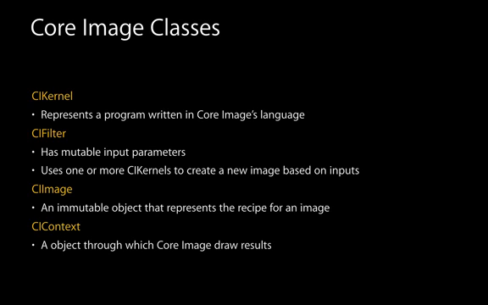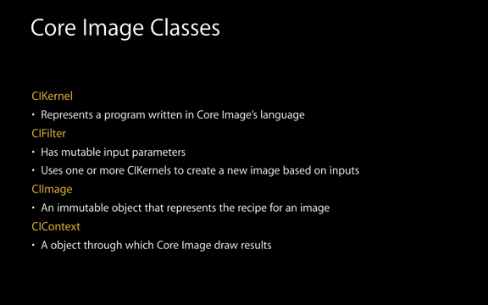These are the four key object types that you need to be familiar with if you want to use Core Image. The first, which we'll be talking about a lot today, is CI kernel. And this represents a program that's written in CI's or Core Image's kernel language. Second object type is a CI filter. And this is an object that has mutable input parameters. And those parameters can be images or numbers or vectors or other types. And it also allows you to use one or more kernels to create a new image based on the current state of the input parameters.